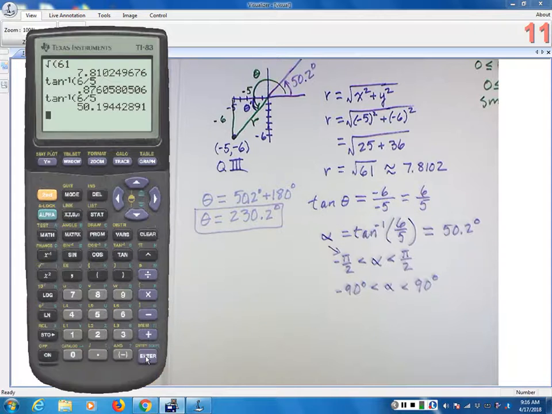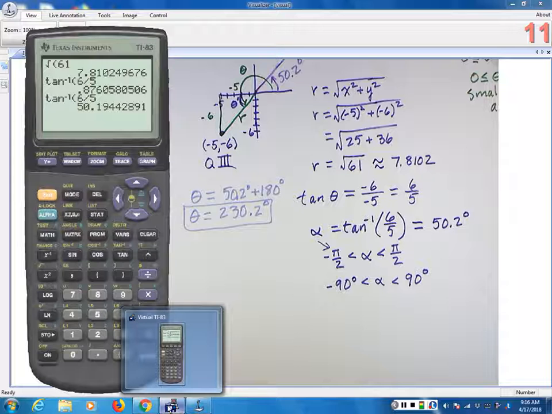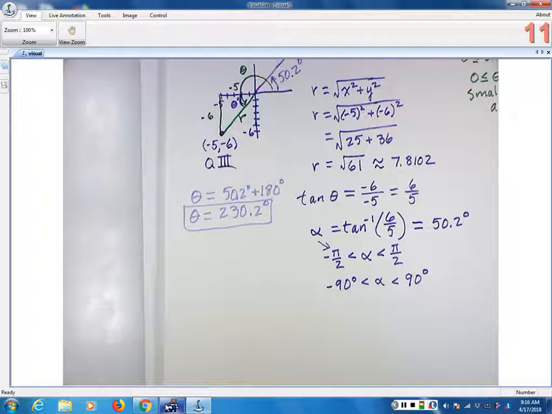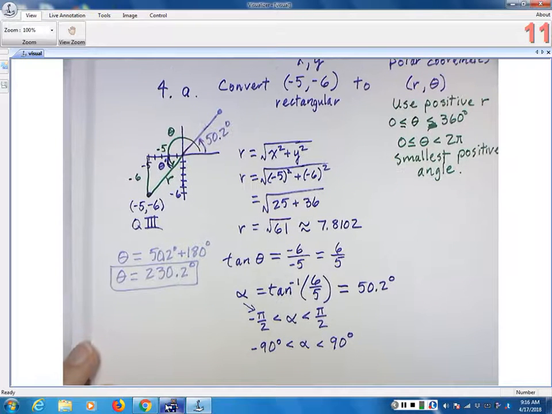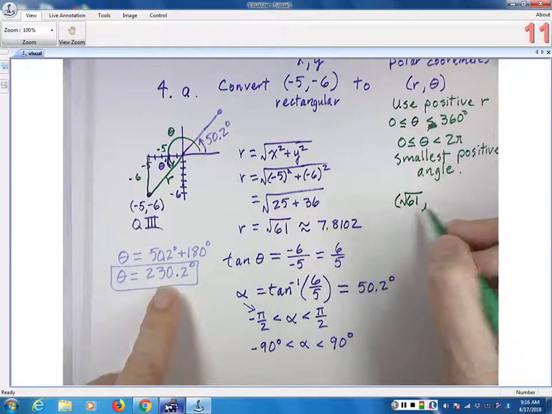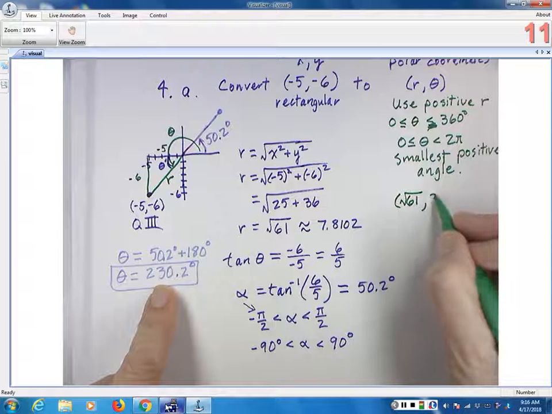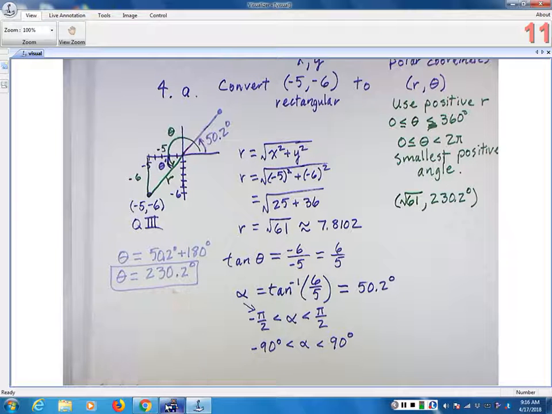Okay, so now we got to remember what we're asked to find: coordinates. How do we write coordinates as ordered pairs? So let's write the answer down for r, theta now. The exact answer for r is the square root of 61. And theta in degrees, to one decimal place. If I forget to tell you how many decimal places, just ask. Put in a little note and show me. Okay, so this is the answer, and now we can check.